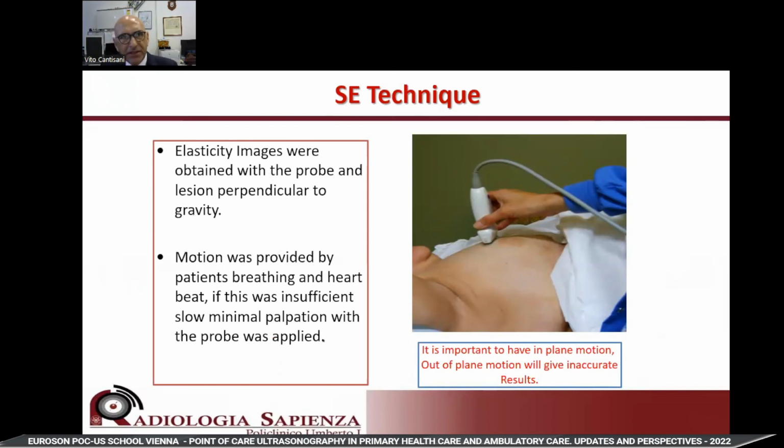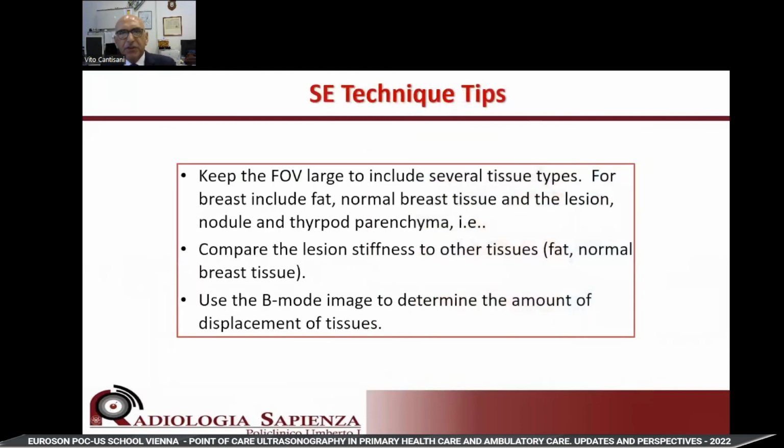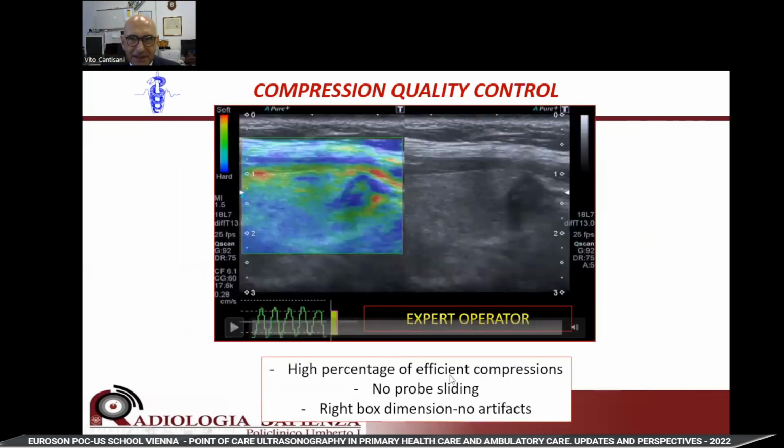When you deal with strain, you have to be perpendicular. You have to use your probe as an extension of your hand, being in plane. Keep the field large to include several tissue types. For breast, include fat, normal breast tissue and the lesion. For thyroid, normal thyroid parenchyma. Compare the lesion stiffness to other tissues, again fat or thyroid. Use B mode to determine the amount of displacement of tissues and also to avoid artifacts.